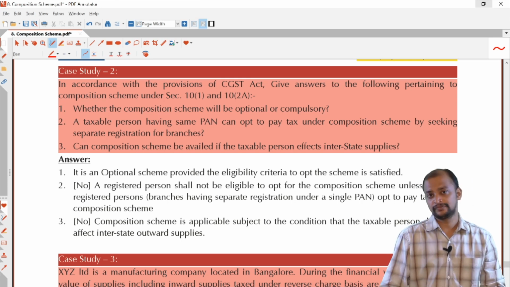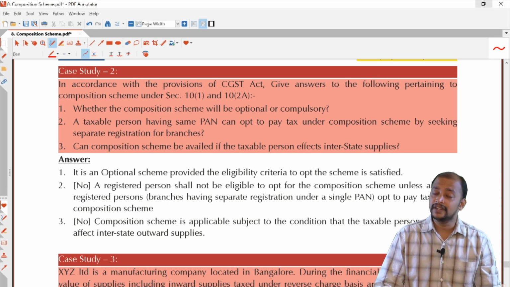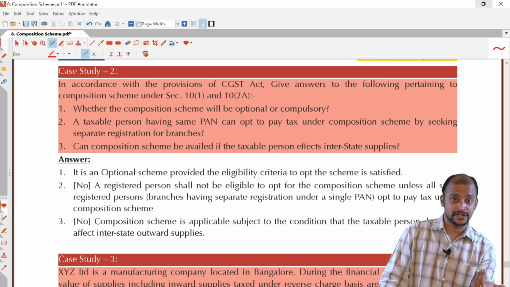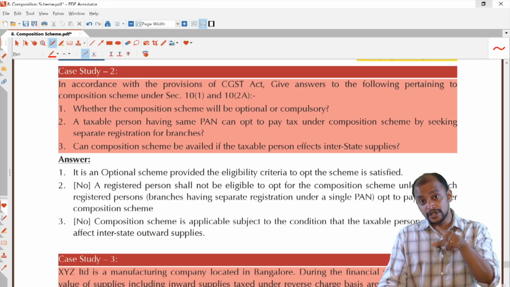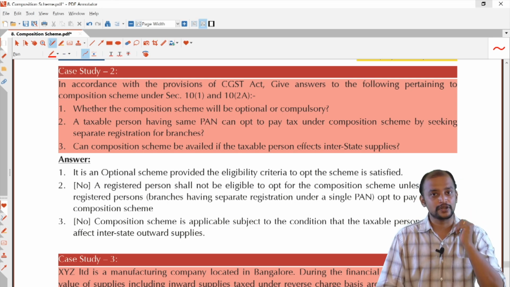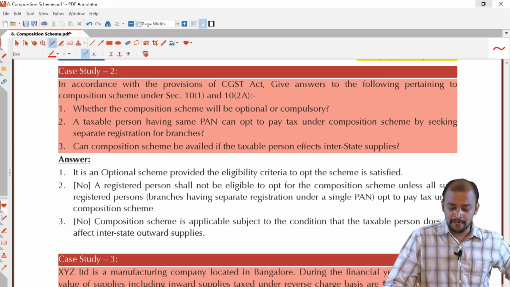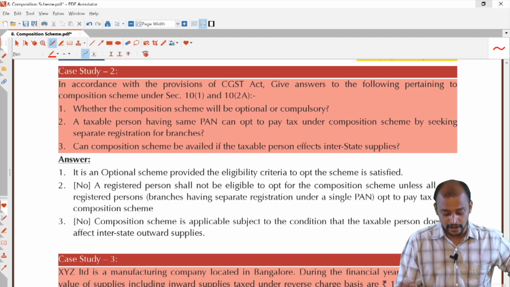That's a loophole. But with the same permanent account number, if they want to start the business, it is definitely not possible to have one registration under the composition scheme and another registration under the normal scheme. Even for these two registrations under the same subsection, the composition scheme should apply. That also we discussed. A taxable person having the same permanent account number can opt to pay tax under the composition scheme by seeking separate registration for branches. What is your answer? No.